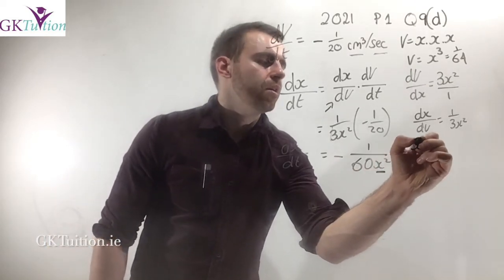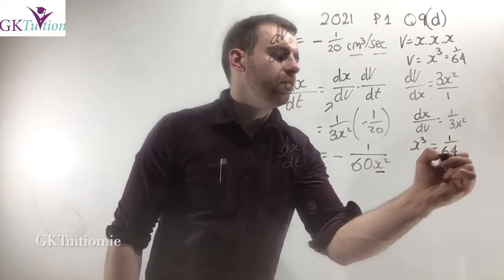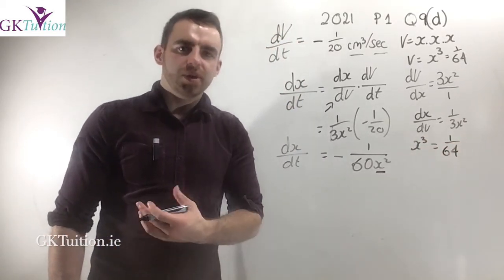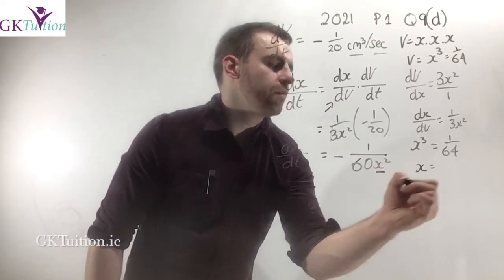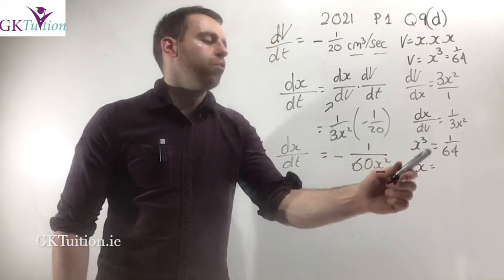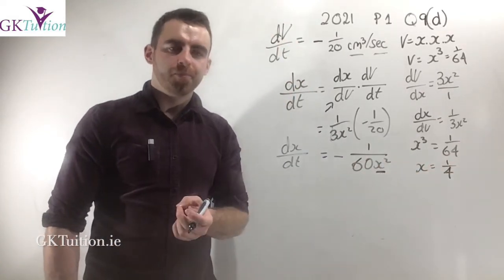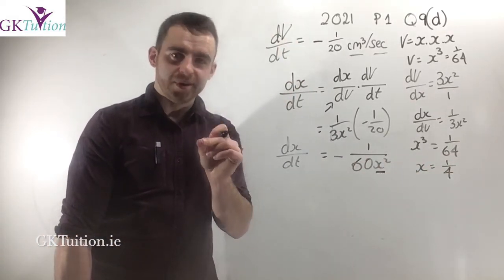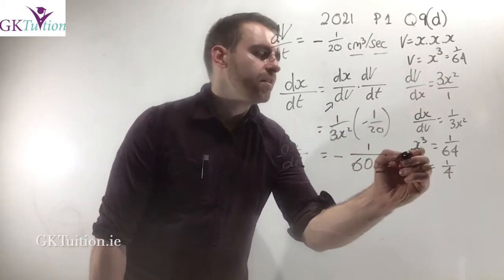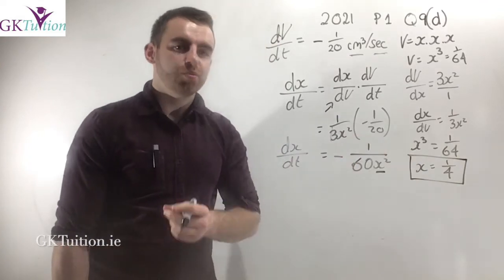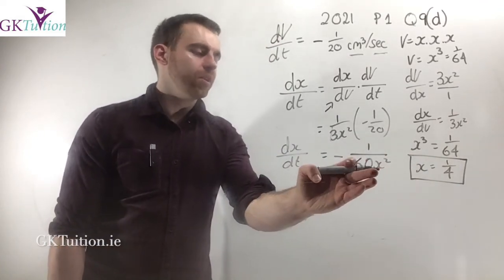It's easy enough, we can almost do it in our heads here. If x cubed is equal to 1 over 64, to get x on its own, you just get the cubic root of both sides. The cubic root of the left-hand side will just give me x. The cubic root of 1 over 64 is simply 1 over 4, or 1/4. So at the specific moment they're talking about in this question, when the volume is 1 over 64, each dimension, its length, is 1/4 of a centimetre.